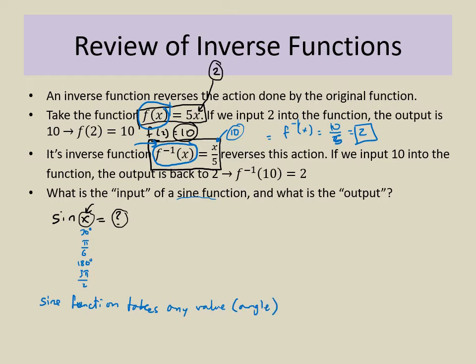And then what do we get? So sine of 30 degrees is what? Is 1/2, right? What is the sine of 180 degrees? 0. What is sine of 3 pi over 2? -1. And so on.